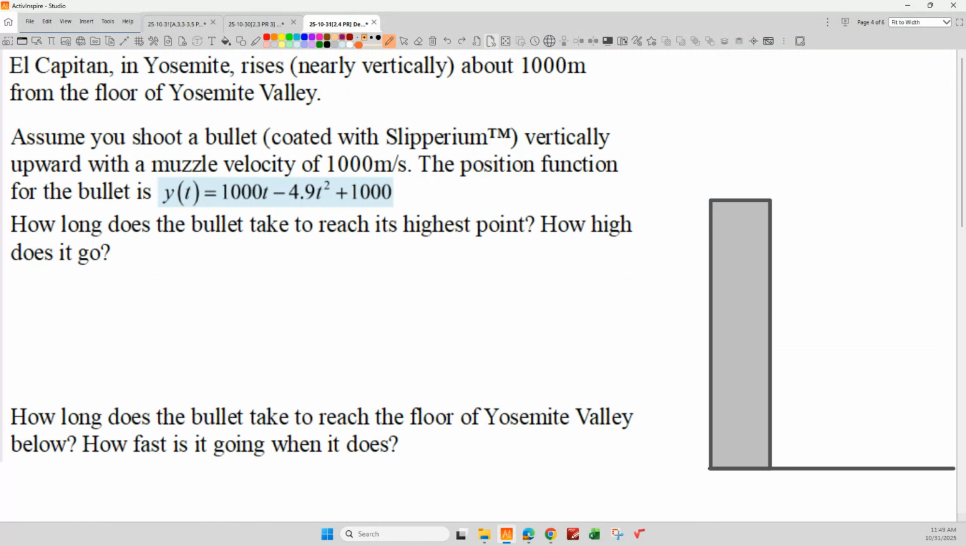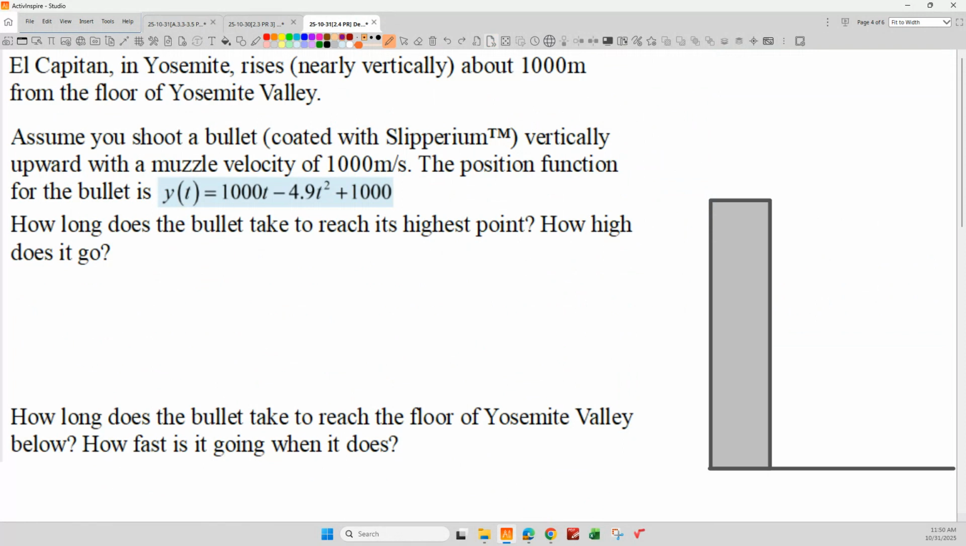Assume you shoot a bullet coated with slip rim, which I'm just trademarking, vertically upward. You know what slip rim does? It completely eliminates air resistance. You shoot it vertically upward with a muzzle velocity of 1,000 meters per second. So it leaves the rifle going upwards at 1,000 meters per second.